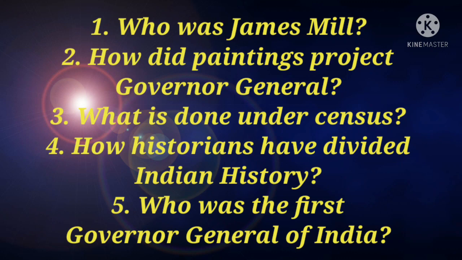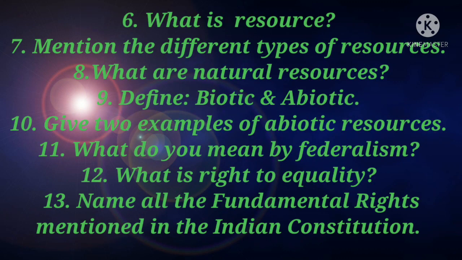Students, can you tell what is a resource? Yes, any natural or human wealth that can be used for satisfying human needs is called a resource. Simply, we can say any substance having utility in any way is a resource. Mention the different types of resources. Yes, the different types of resources are natural resources, human made resources, and human resources.